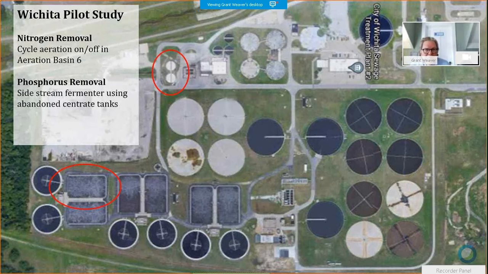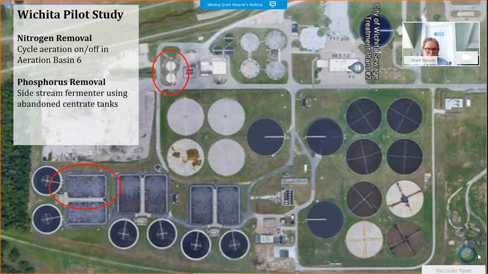Phosphorus removal. So a phosphorus removal pilot, they just happen to have two, they call them centrate tanks, were built, haven't been used for at least 10 years, almost perfect size to serve as fermenters to take 10% of the waste sludge, sidestream ferment it, and then return it back into the mainstream. So Wichita's going to try that. They're going to take those centrate tanks, convert them into fermenters, and again, we're going to have a pH, we're going to have a BOD issue, but to feed them, they're going to use primary and secondary sludge. The secondary sludge, of course, will have the phosphorus removing bacteria in it.